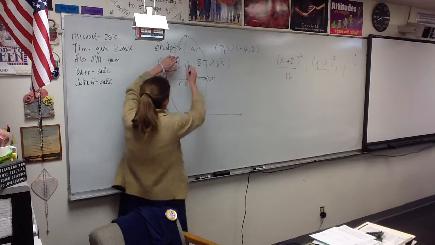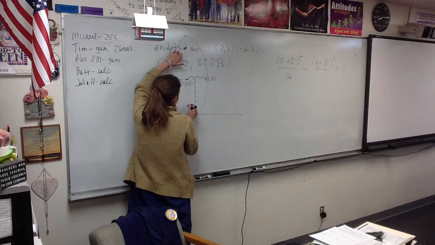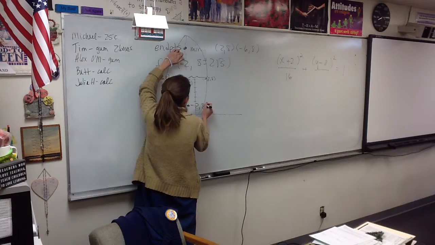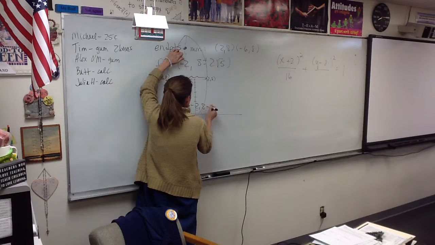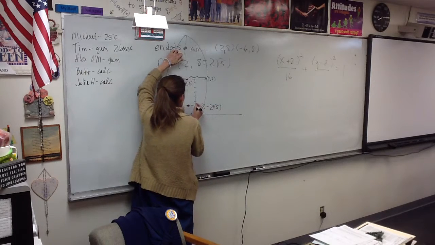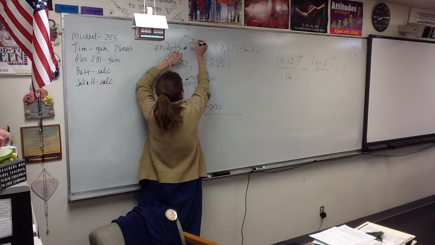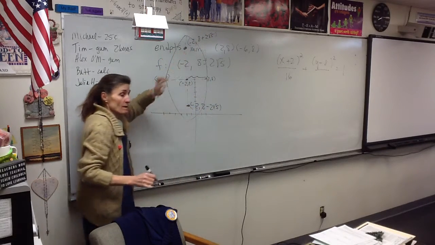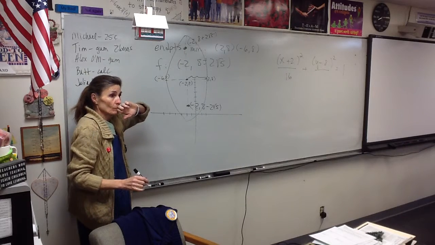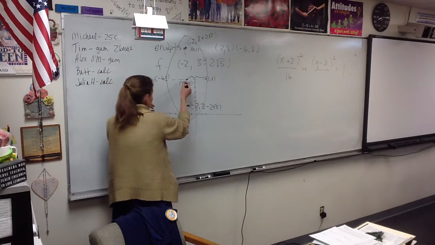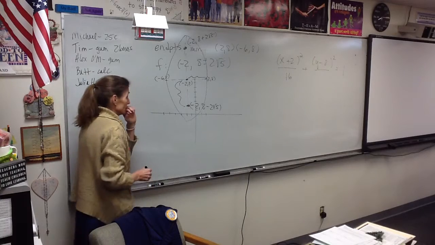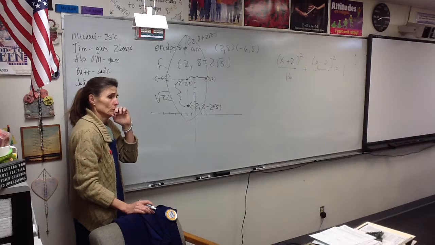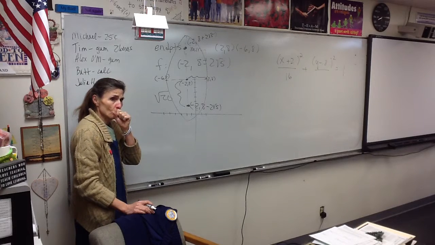Now my foci are at negative 2, 8 plus and minus 2 root 5. And now what does that do for me? That tells me this distance right here is the square root of 20. 2 root 5.